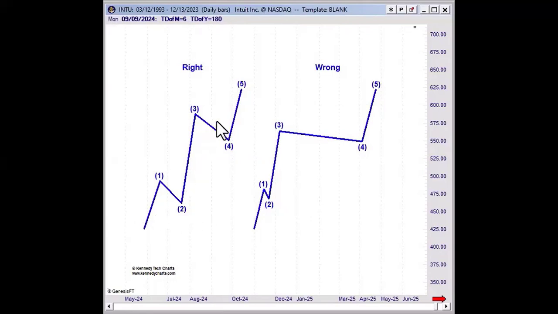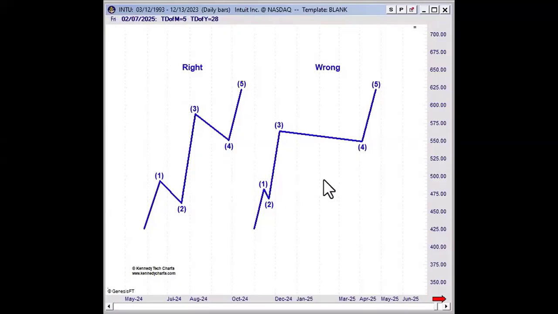What you see here to the left, this is correct wave counting. What you see to the right is an example of incorrect wave counting. So simply put, over here to the left, this is what you want to be doing. Over here to the right, this is what you do not want to do, okay?